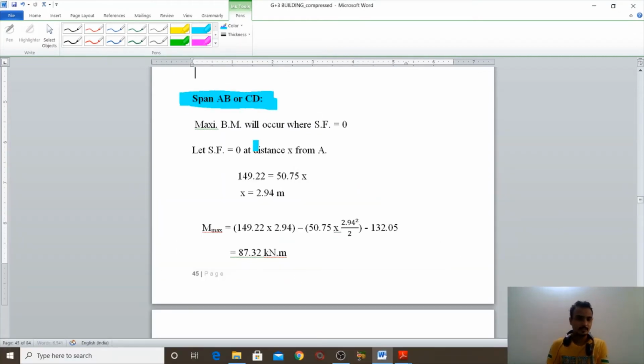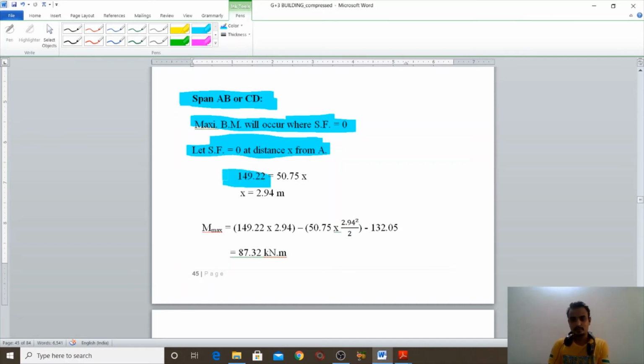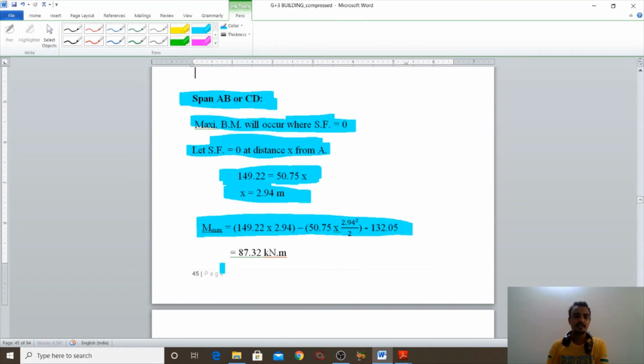First, for the span AB and CD, the maximum bending moment occurs when shear force is 0. So we assume shear force is 0 at a distance x from A. Okay, so shear force is 149.22, the reaction at point A, minus 50.75, the load, into x. When this value is 0, our shear force will be 0. So we can find x, 2.94 meter. At 2.94 meter we have the maximum moment.